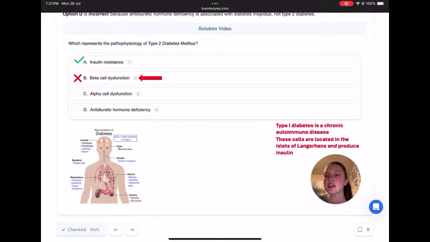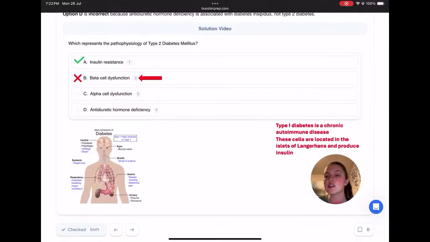Because the beta cells in this condition have been progressively destroyed, patients with type 1 diabetes will need to supplement their insulin. These medications can be rapid-acting, short-acting, intermediate-acting, or long-acting depending on the patient, and they will also need to frequently monitor their blood glucose, usually through a pump that they wear.